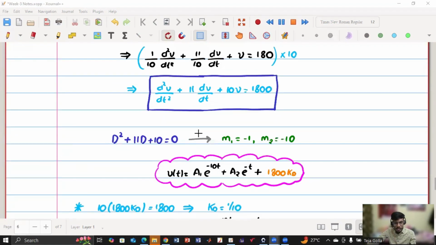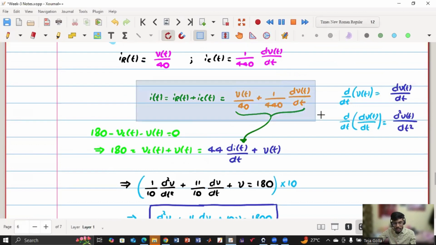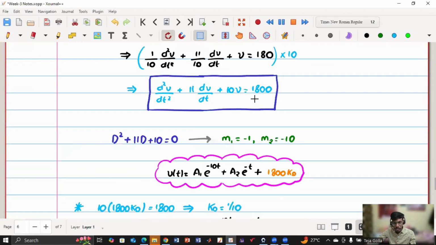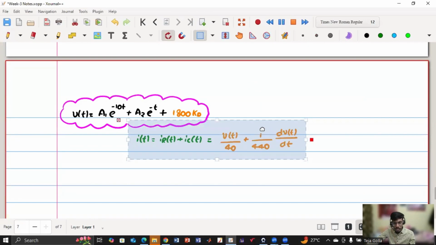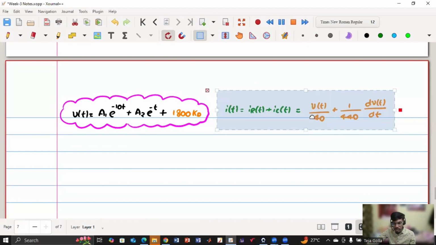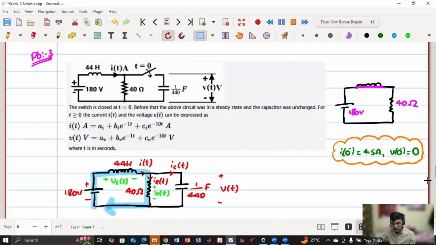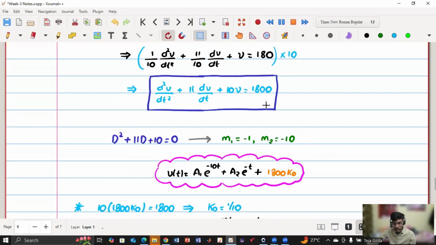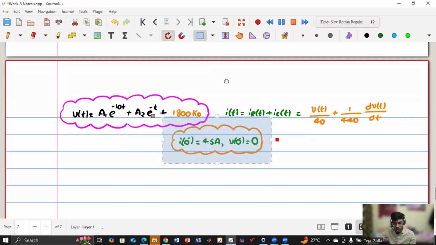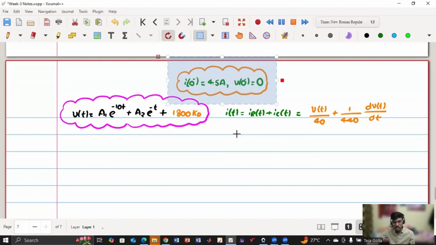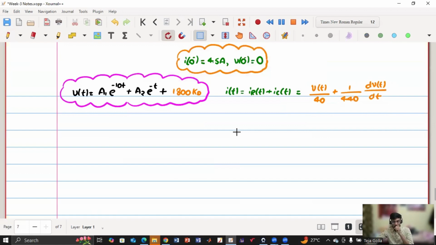Okay, this is my V of t. Now I have to calculate I of t. And then use this other initial condition to solve for A1, A2 here. So these are the three equations. So first, let us solve for I of t. Can anyone tell me what is the expression of I of t?